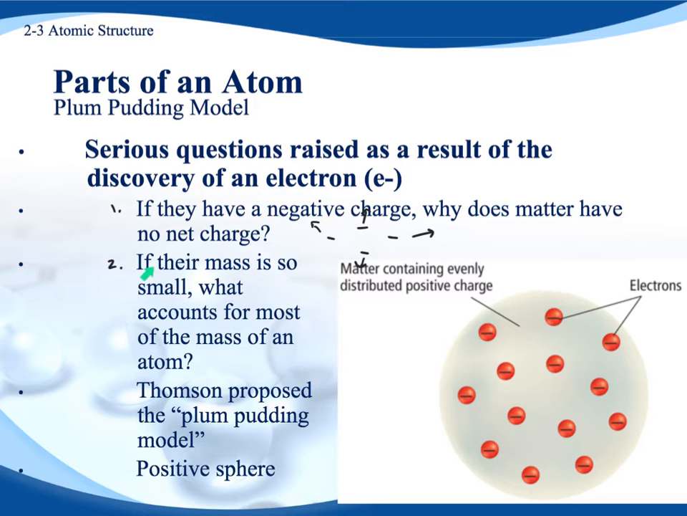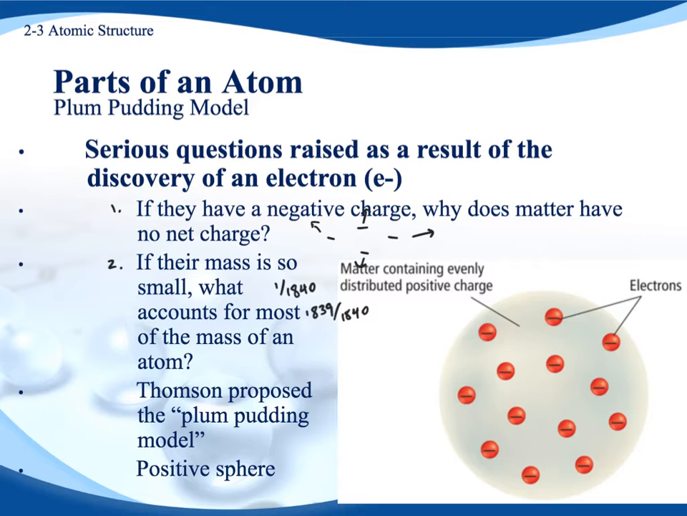And then question number two, if their mass is so small, what accounts for most of the mass of an atom? Remember, the electron was only 1/1840th of a hydrogen atom. So what's the other 1,839 parts of it, right? Where's the rest of the mass? And where's the rest of the charge, the positive charge?